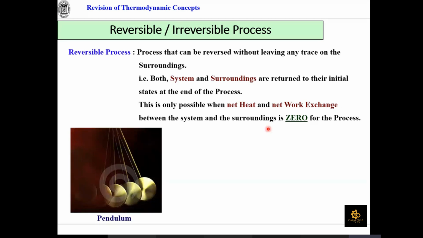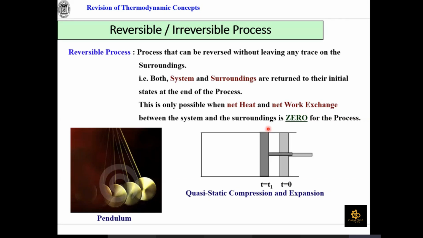So there will be a concrete example, for instance, this is your pendulum. However, we idealize that the pendulum system is a reversible process. However, there will be some loss of energy and it cannot come to its initial state without losing some of the energy. But ideally, we call it a reversible process. Okay, so in the same terms, the quasi-static process is also a reversible process.